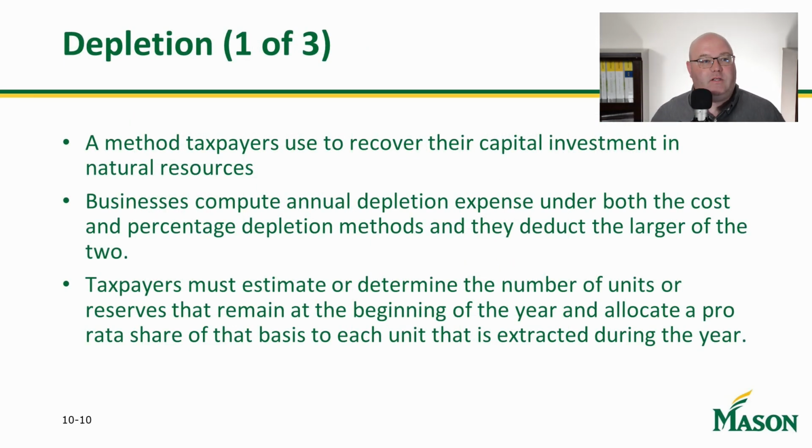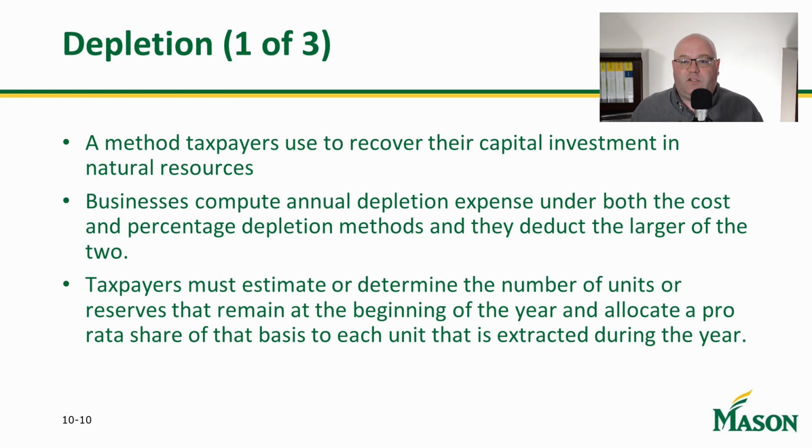So depletion is a method that taxpayers use to recover their capital investment in natural resources. You go buy a mountain in order to pull resources out of it, you're going to deplete that over time. Usually they'll make estimates. They'll hire experts who go and say, okay, in a mountain like this, based on these soil readings and radar and other types of stuff, we estimate there's this much gold in there. And so you're going to deplete that over time as you yank the gold out of the ground.